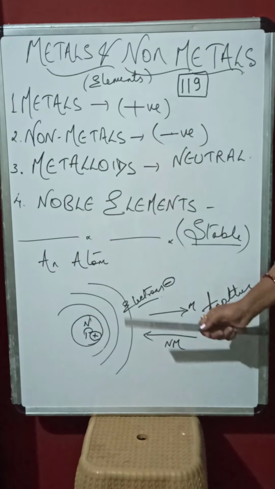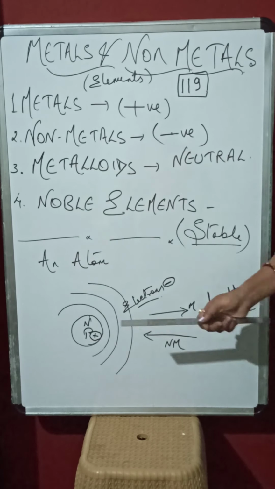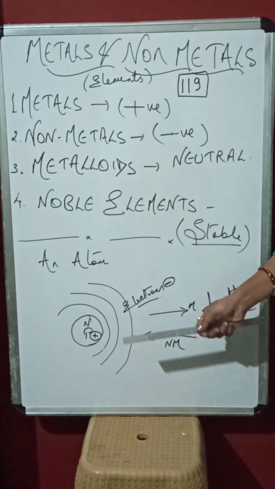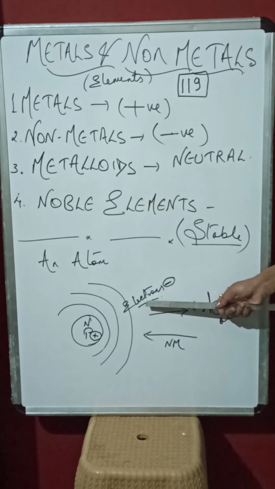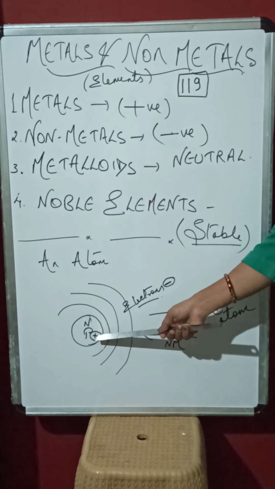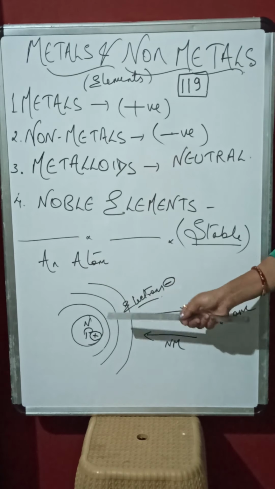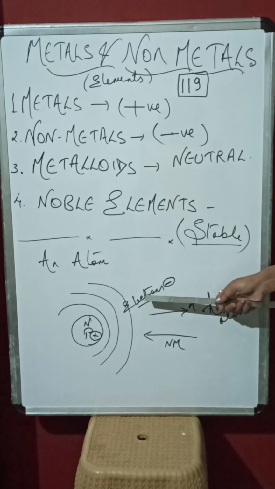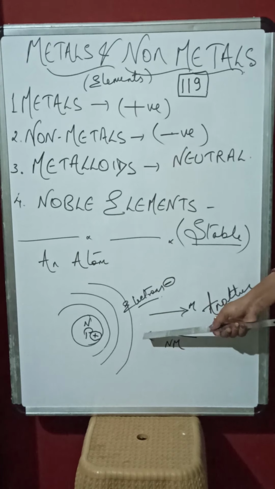Okay students, we can say an atom is electrically neutral. Why is it electrically neutral? Because the number of positive particles is equal to the number of negative particles and it becomes neutral. But suppose the number of protons increases, then it will be known as a positive atom. If the number of electrons is increased, it will be known as a negative atom.